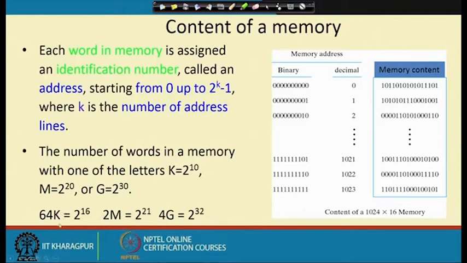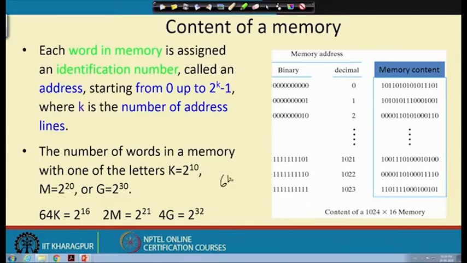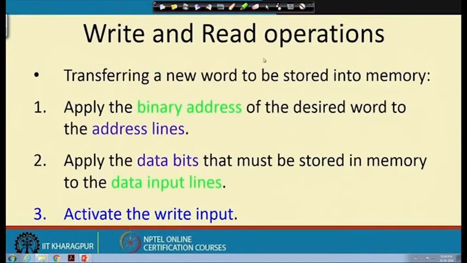Now, whether it is byte or word, etc., that will be written here. If I write 64 kb, that means individual locations have 8 bits. This way we can tell the number of locations in the memory chip.